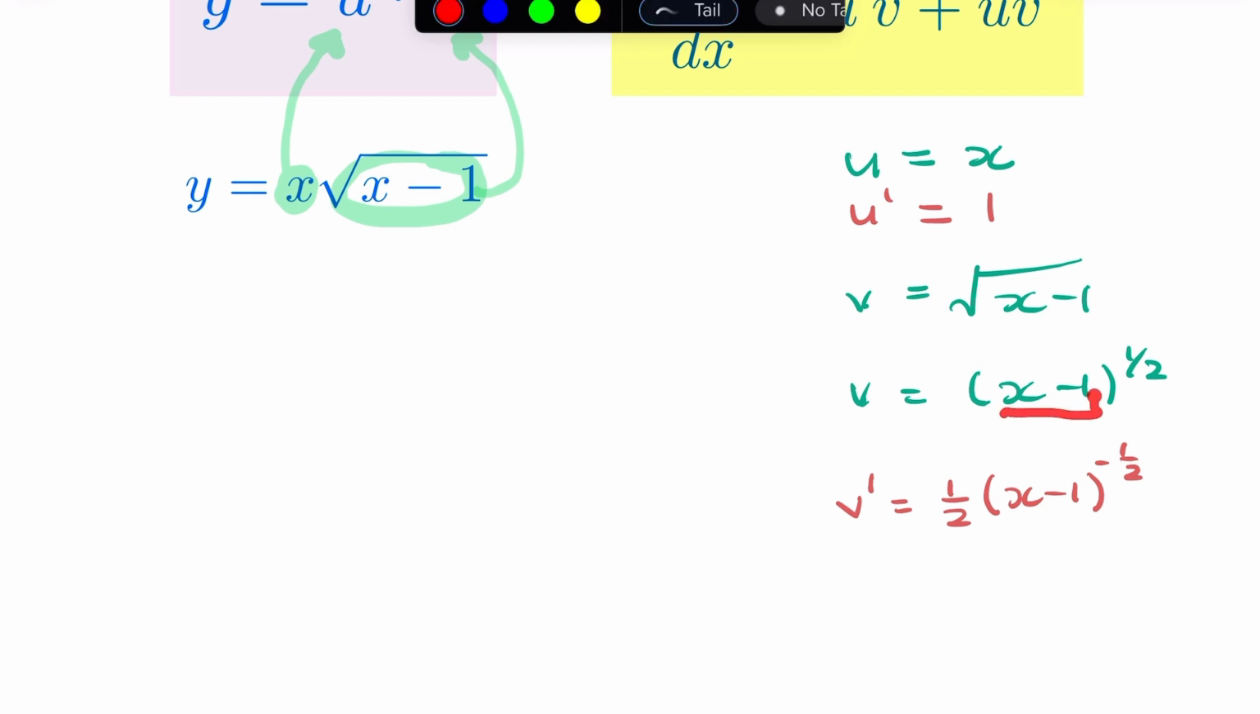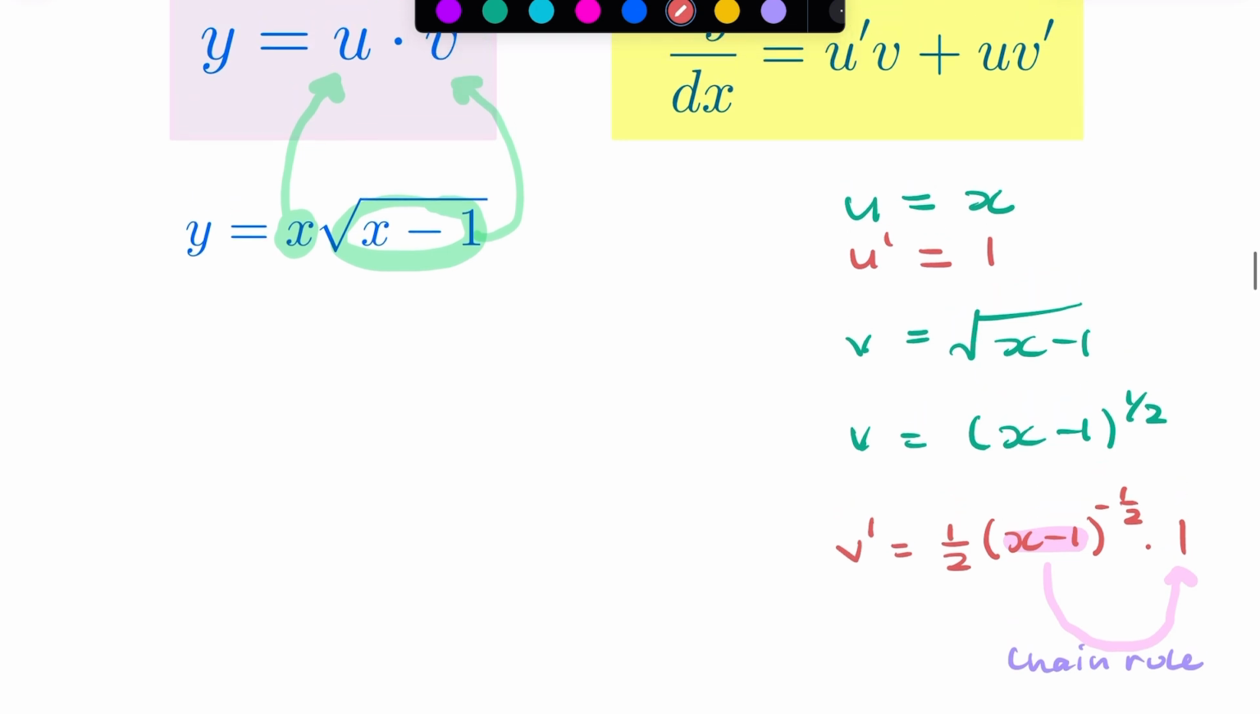So you treat this as if it were simply x, and you multiply by the coefficient, and then you subtract 1 from the power. But because this isn't x, because it's x minus 1, we use something called the chain rule, and we multiply by the derivative of x minus 1, which in this case is simply 1. But if it wasn't 1, it would be important.